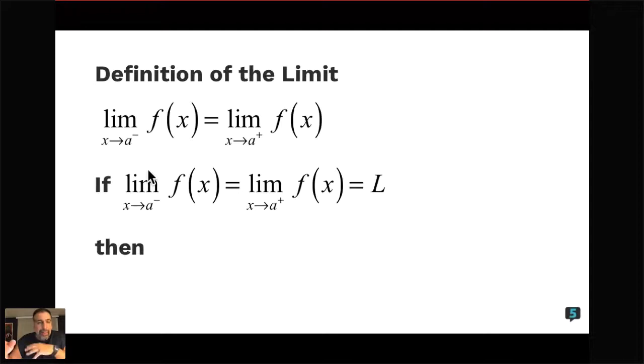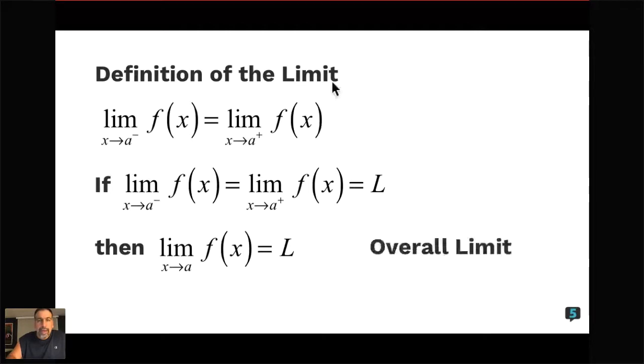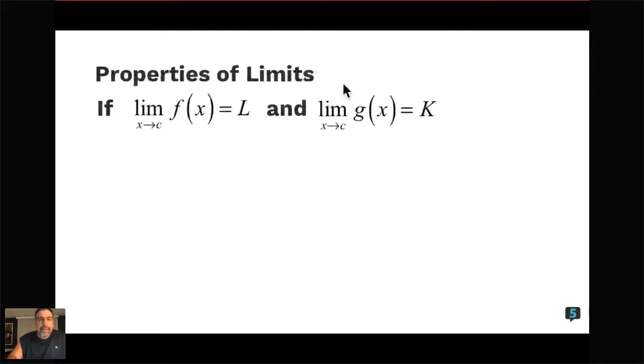But again, if the left side and the right side agree, we can now talk about the overall limit. And notice this time it says limit as x approaches a, no positive, no negative. We're saying it doesn't matter which side you come from. You're going to get the same result whether you come from the left or the right, and that result is the same as the two individual sides. So again, a lot of notation in this. Let's take a look at how this actually plays out when we see it in an example.